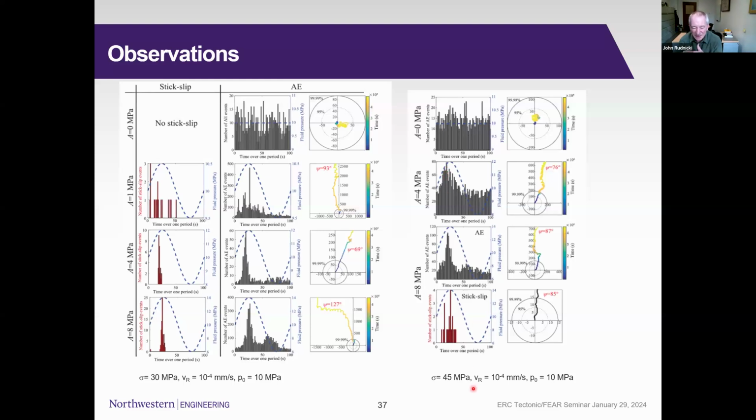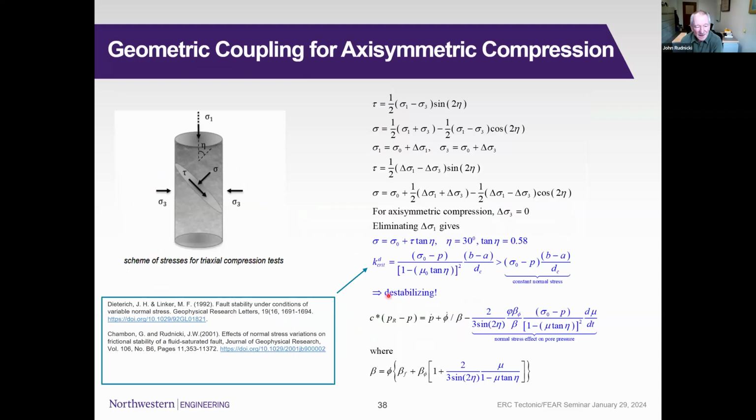This is at odds with the calculation. The calculations I'm going to show are for this 45 megapascals, and we see results that are similar to the 30 megapascal. So that's a discrepancy we haven't really resolved yet.